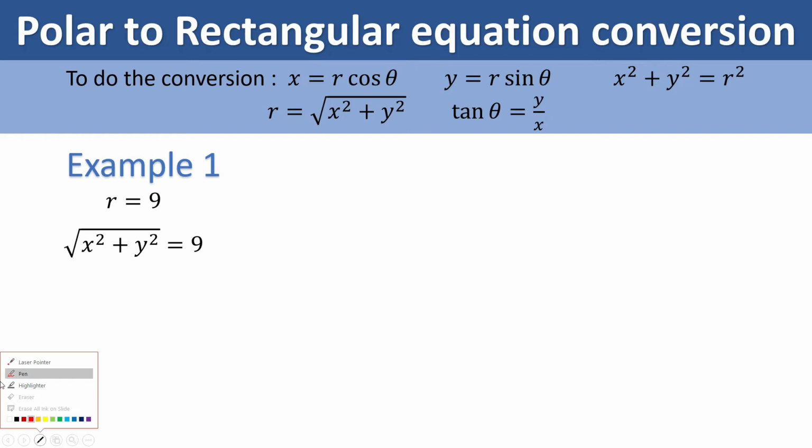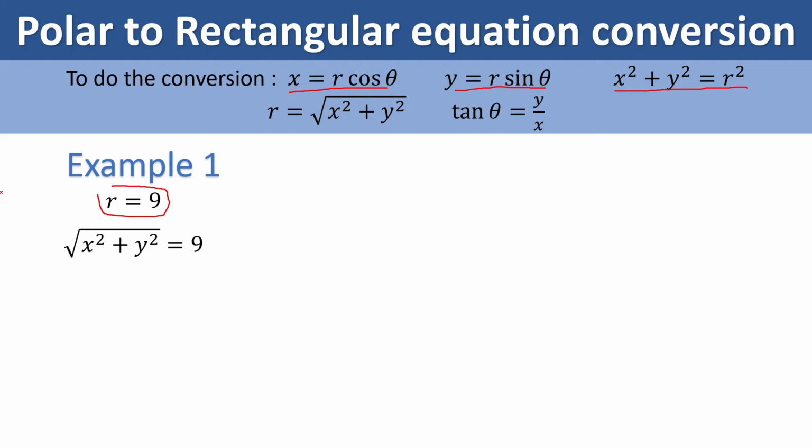these very important equations. x is equal to r cosine theta, y is r sine theta, x squared plus y squared is r squared. Using this, you find the square root, you get r, and the tangent of theta is y over x. My first example is r equals 9.